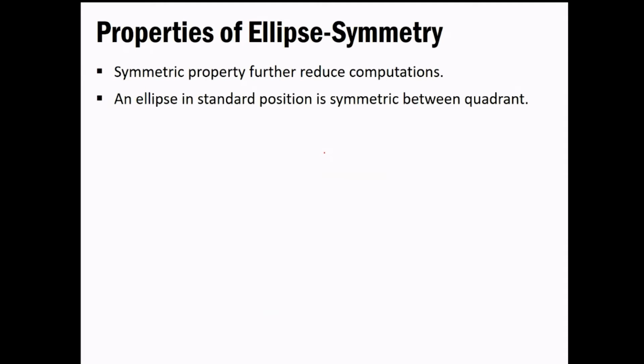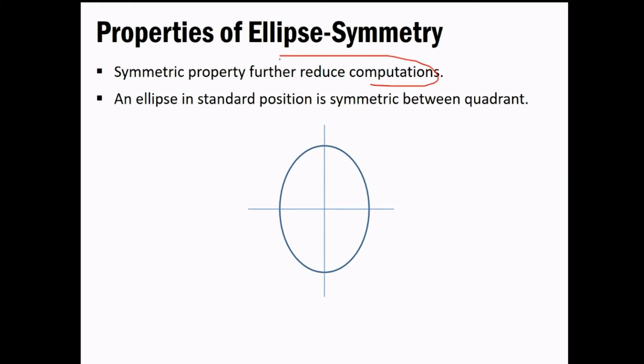Okay, so now the properties of an ellipse, that is the symmetric property. Again, this will be useful to us to get the solution in very few steps. So for reduced computation we'll be using the symmetric property. An ellipse in standard position is symmetric between quadrants. Okay, so now this quadrant came into the picture, and what we need to do is calculate each and every pixel in this particular quadrant.